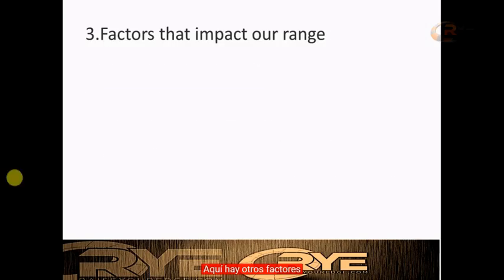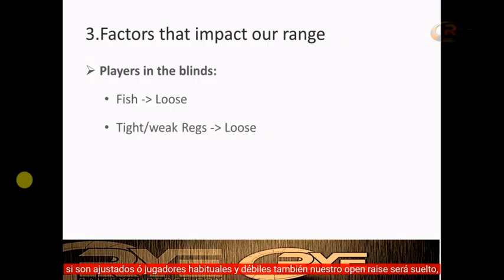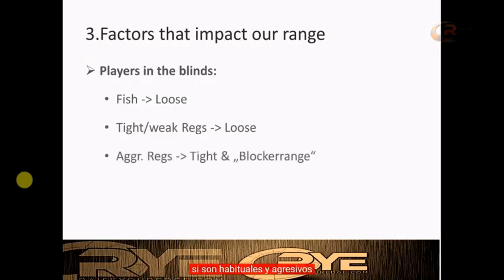Here are another few factors that impact our range. Again, players in the blinds: if they're fish, we're going to be looser. If they're tight or weak regs, we also open raise looser. If they're aggressive regs, we should be a little bit tighter and maybe open raise a blocker range, but this is more important for shorter stack sizes, so that we block their rejamming range.